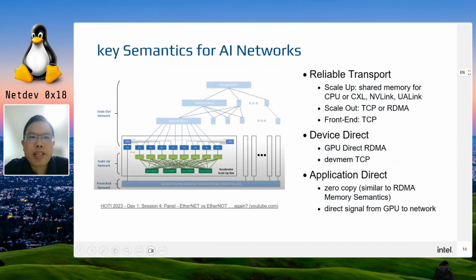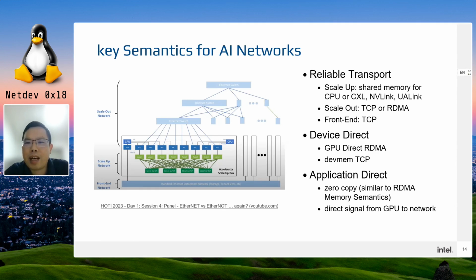So in this page, we put those semantics for the AI network into three categories. The first one is reliable transport. We already know that TCP and RDMA both meet this requirement, and even for the scale-out network, shared memory can also be seen as a reliable transport.